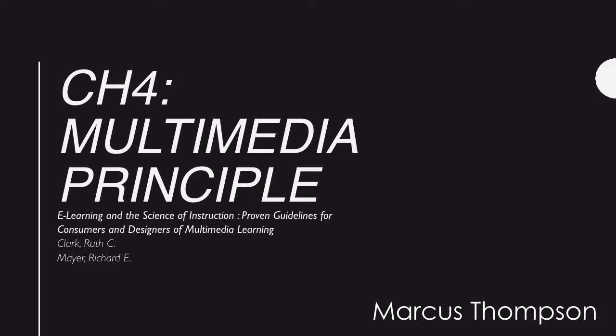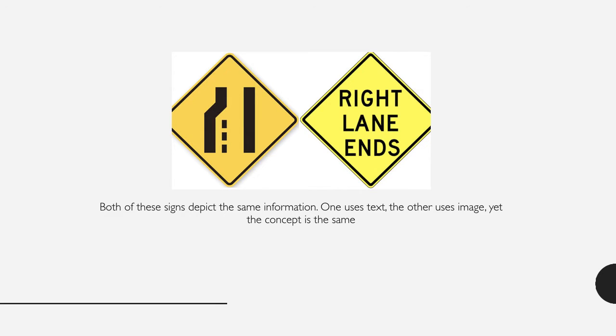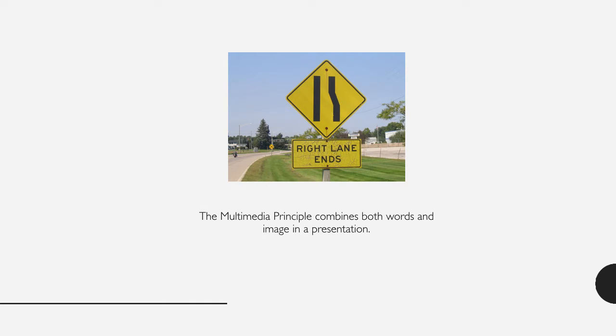Chapter 4, the Multimedia Principle. What is it? The Multimedia Principle states that people learn better with words and images instead of just words. Both of these signs depict the same information. One uses text, the other uses an image, yet the concept is the same. The Multimedia Principle combines both words and images in the presentation.